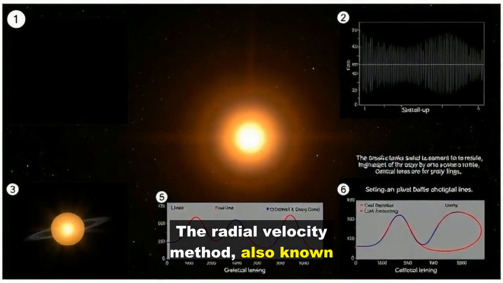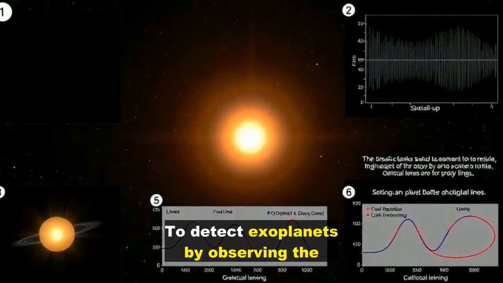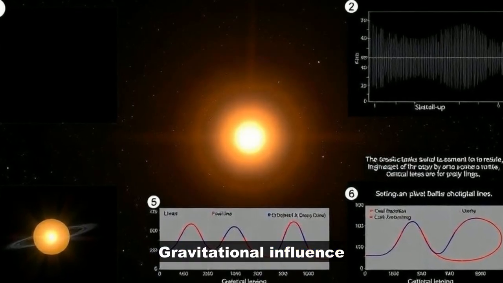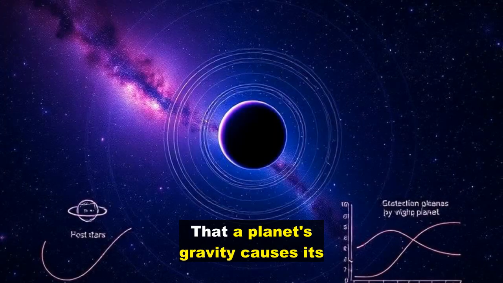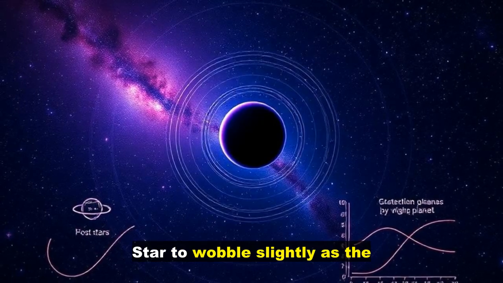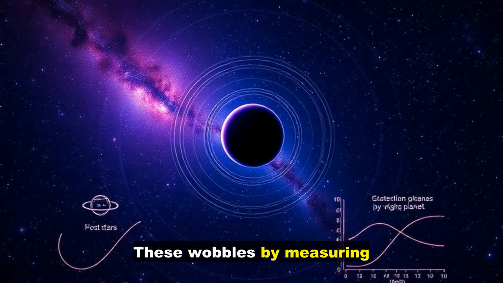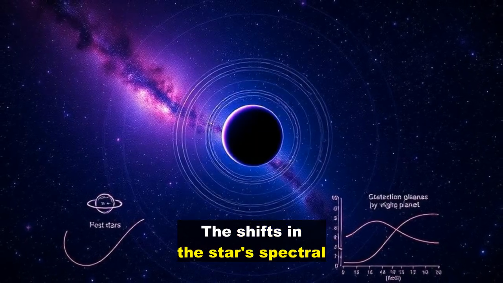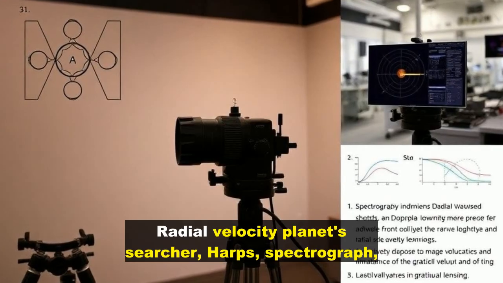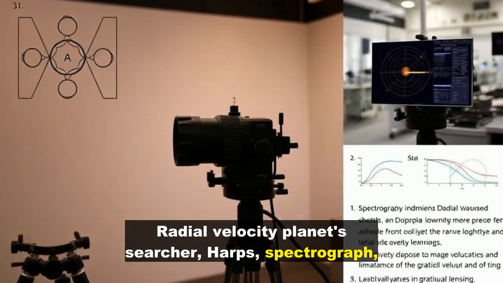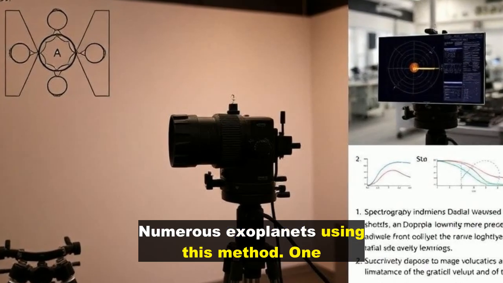The radial velocity method, also known as the Doppler method, is a technique used to detect exoplanets by observing the gravitational influence they have on their host stars. This method relies on the fact that a planet's gravity causes its star to wobble slightly as the planet orbits it. Astronomers can detect these wobbles by measuring the shifts in the star's spectral lines, which are caused by the Doppler effect. The High Accuracy Radial velocity Planet Searcher, HARPS, spectrograph, for instance, has been instrumental in discovering numerous exoplanets using this method.